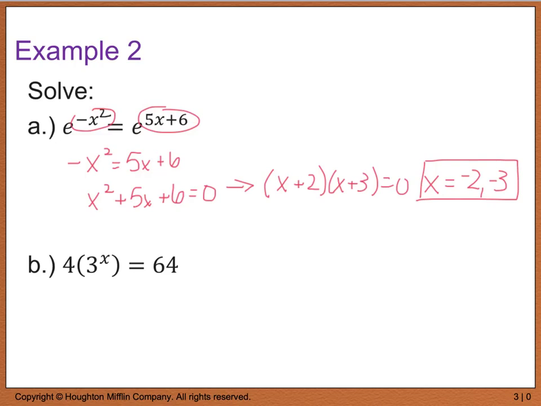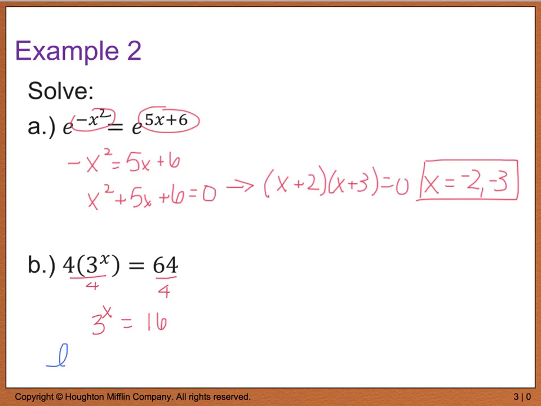Now for part B, let's look at that. I have 4 times 3 to the x equals 64. I'm going to go ahead and divide both sides by 4. So then I have 3 to the x equals 16. And remember, we can cancel out that 3 to the x by taking the log base 3.